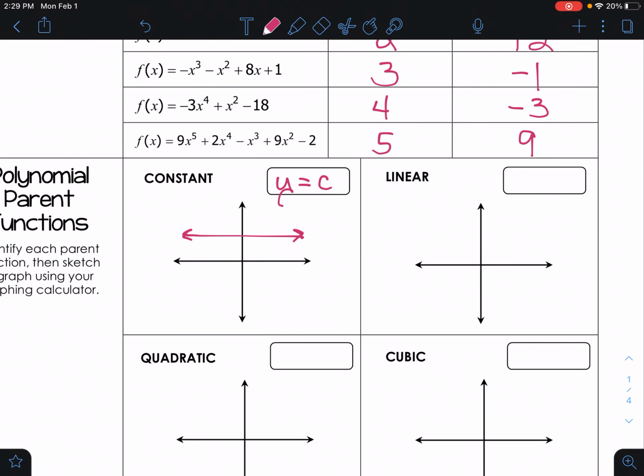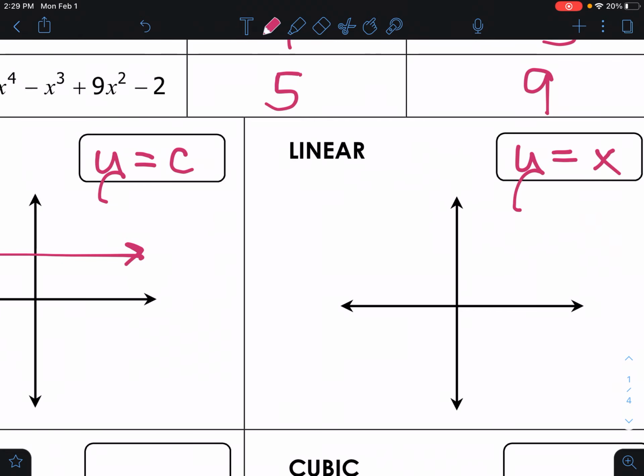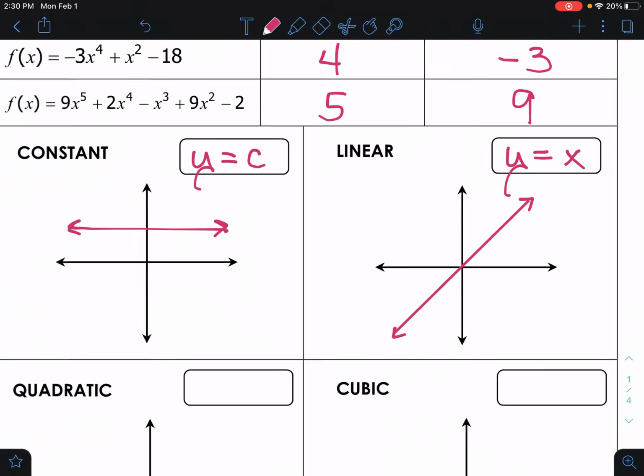Linear functions would be like y equals x, okay? This is a linear function. It's going to be a line. You know all about these. But y equals x looks like that, right down through the origin, a diagonal line. Now, you know y equals mx plus b. Those are just transformations of this linear function, the most basic one, y equals x.